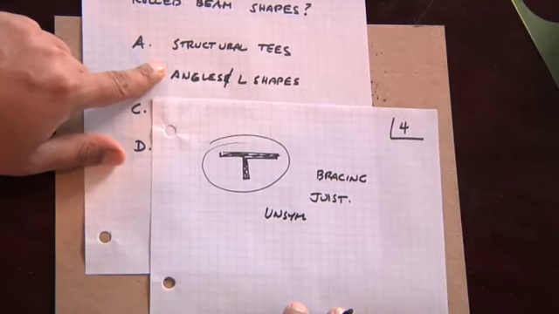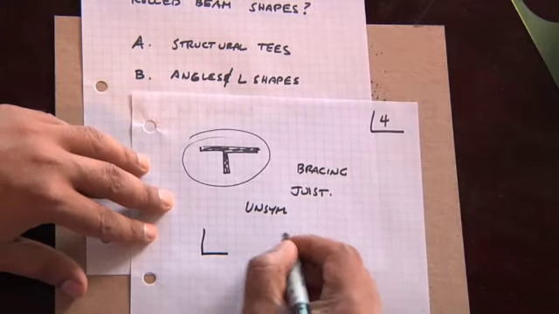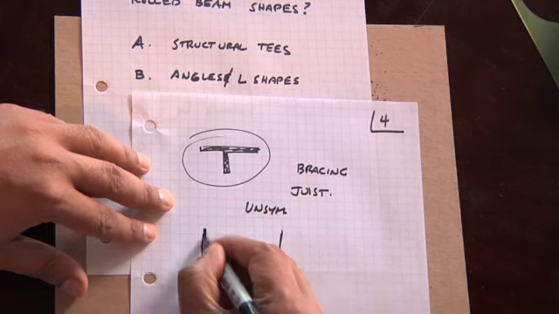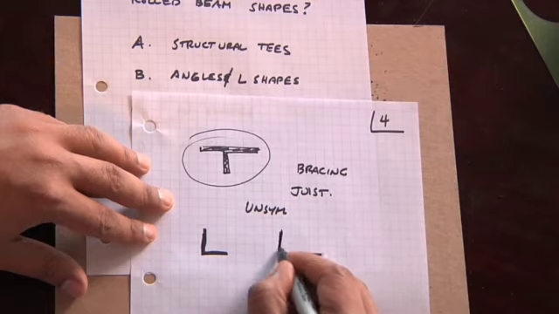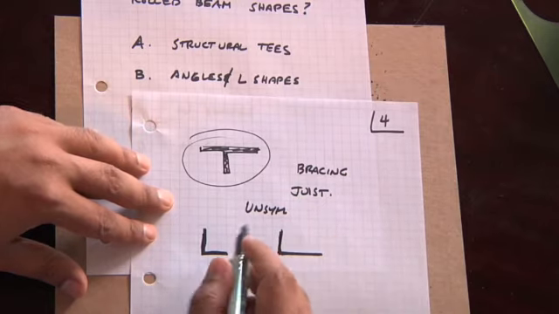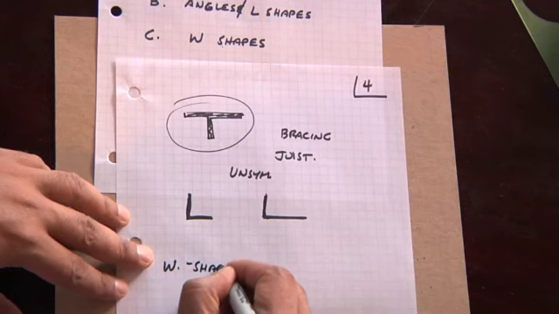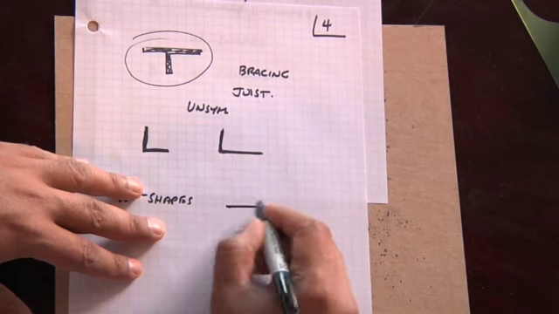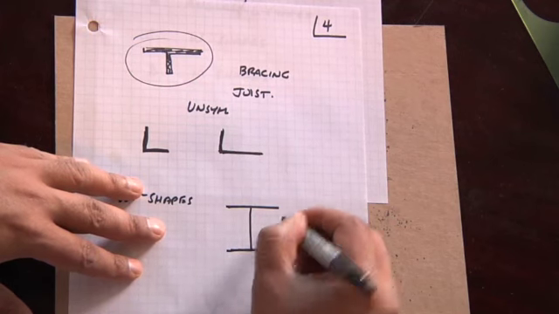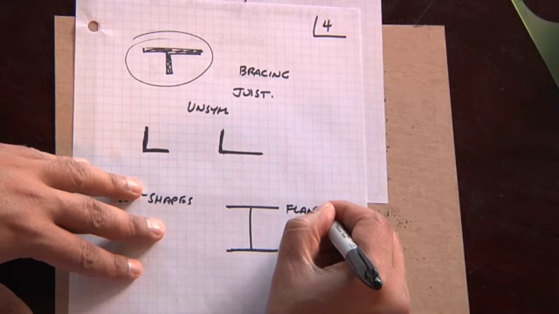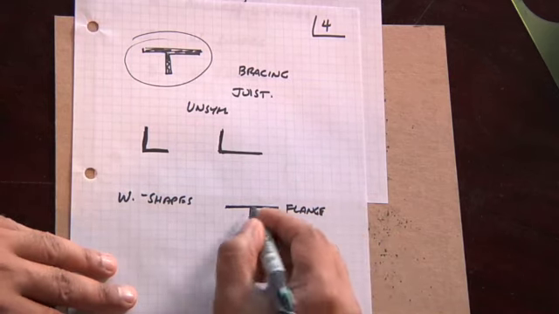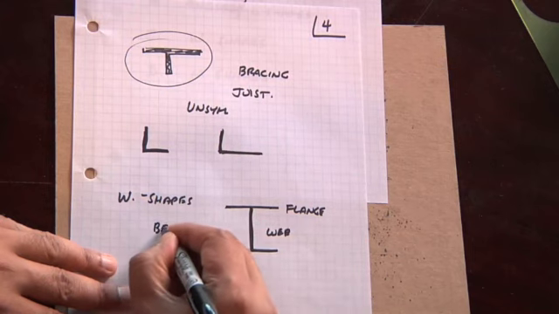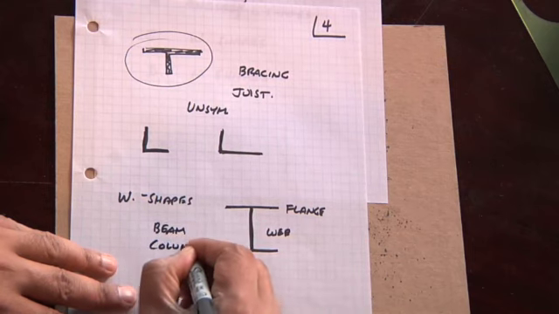Angles and L shapes fall into the same category. Angles and L shapes are essentially the same thing. They could be equal leg angles or they could be unequal leg angles. So that's your option B. W shapes are your classic I-beams, where you have your flange and your web. These are symmetrical shapes. These are used as beam elements. They're also used as column elements.